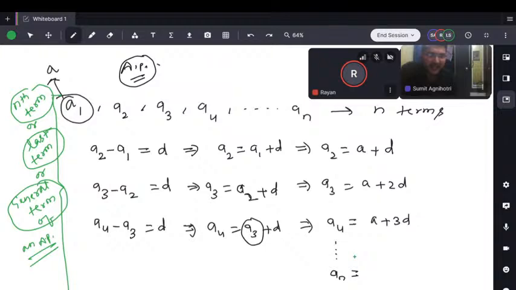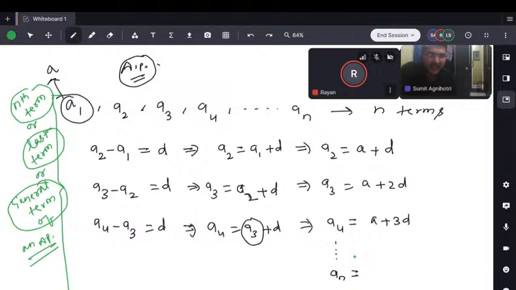Can you just figure out the pattern it follows and tell me what should be nth term? Rayan, you try that. Yeah, A plus 2 minus 1 D. Yes, we can do A plus bracket n minus 1 into D. Exactly, this is the formula of AP. Because the pattern looks like this, following the same pattern we can say that it is A plus n minus 1 into D.